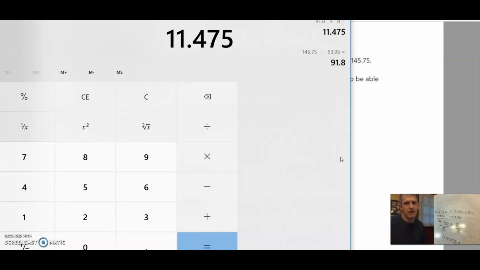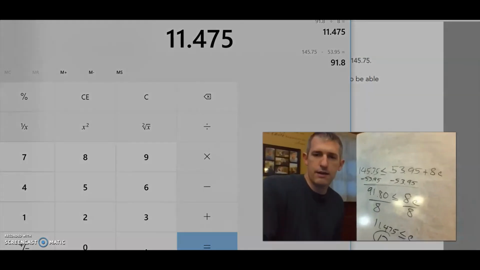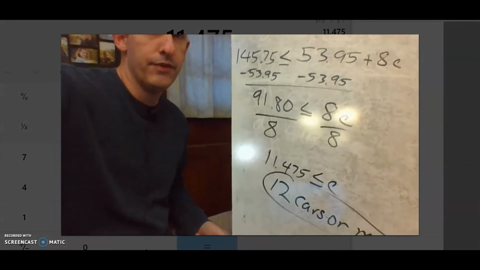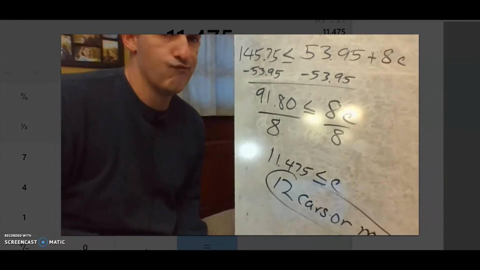Now, that makes no sense, right? So if she only does 11 cars, will she have enough money? No. She better be good and wash that 12th car all the way, even though she doesn't need that money. Remember, she's okay if she gets paid more than the 91.80. So I think we should say she needs to wash 12 cars or more. Let you look at my thinking a little bit more there. Okay, 12 cars or more.